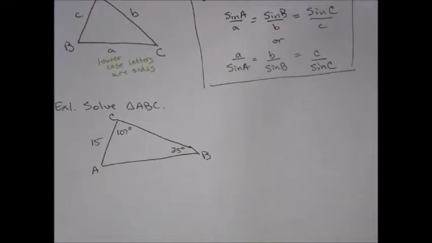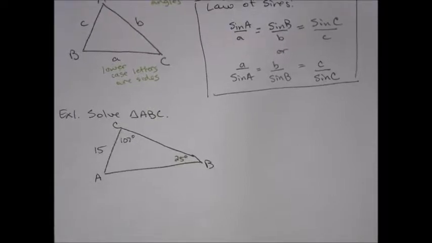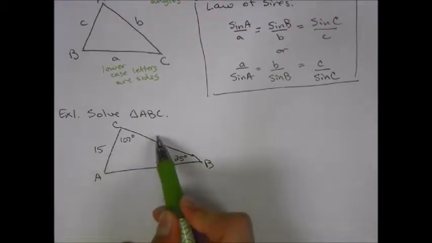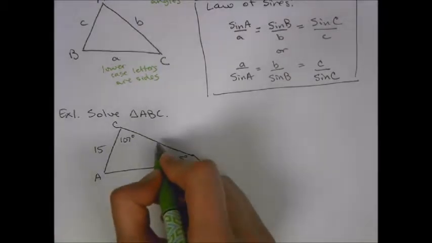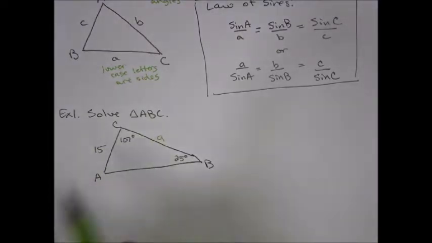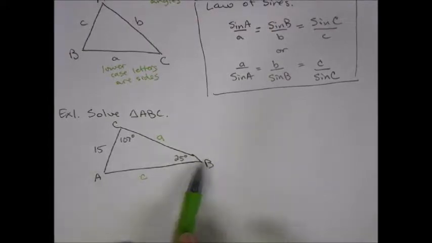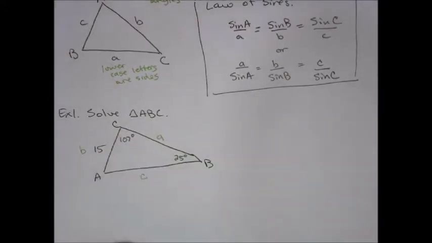Go ahead and do example 1. Once you've written it down, we're going to label the rest of the triangle. The side across from angle A, I'm going to put as little a. The side across from C, I'm going to put as little c. And the side across from angle B is little b.